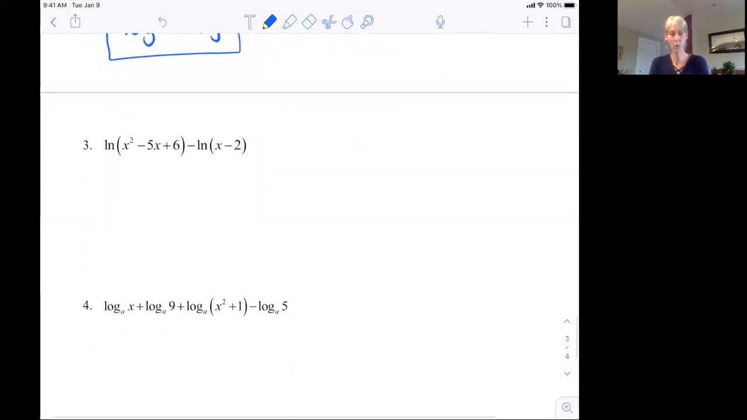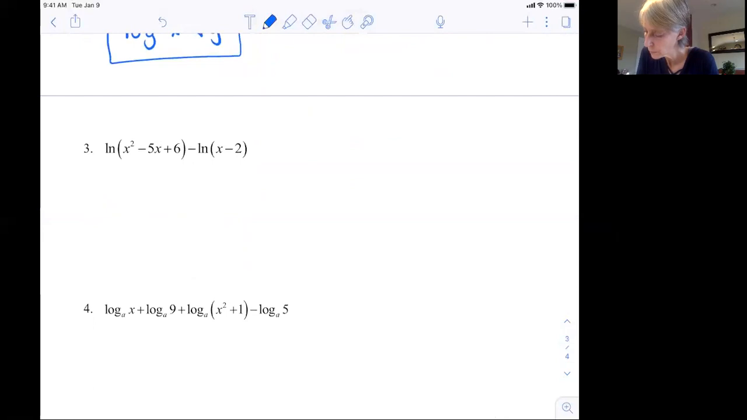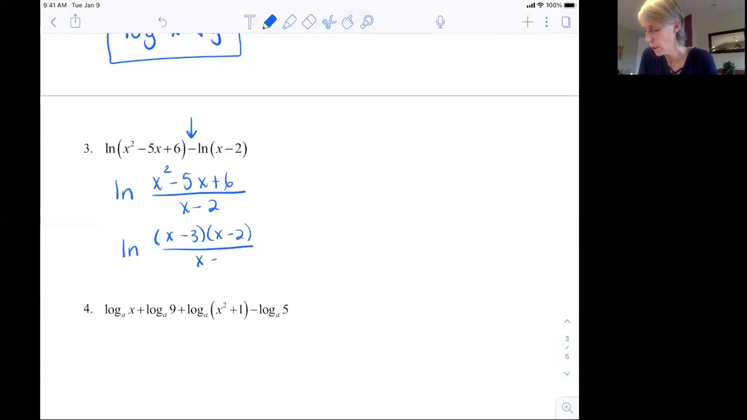We have ln of x squared minus 5x plus 6 minus ln of x minus 2. Minus sign. So my minus sign, I'm going to take and I'm going to divide. Now, what we want to try to do in these examples is if we can see that something can be factored and simplified, we should try to do it. x minus 3, x minus 2 over x minus 2. And that would be an equivalent expression.